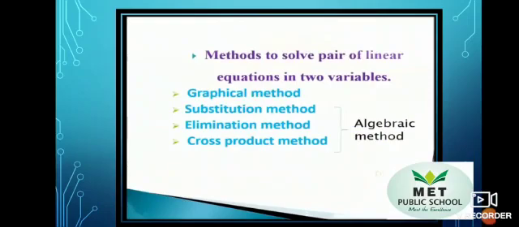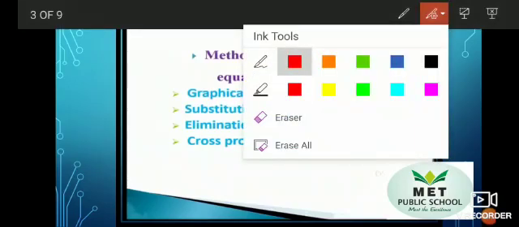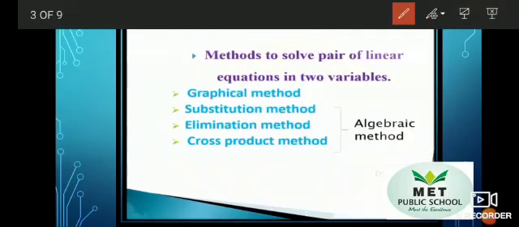Now let us see the different methods which are used for solving the pair of linear equations in two variables. Totally there are 5 methods you are studying to solve the pair of linear equations in two variables. They are graphical method, substitution method, elimination method, cross product method, which is also known as cross multiplication method, and reducible method.